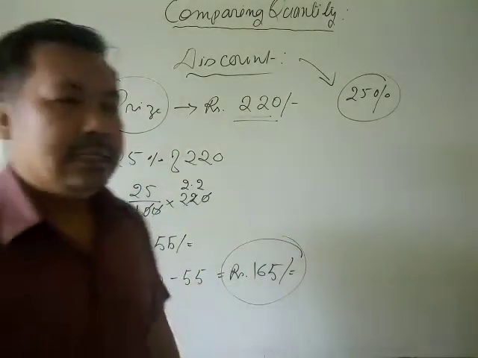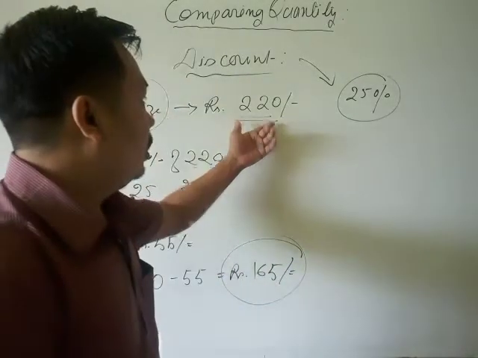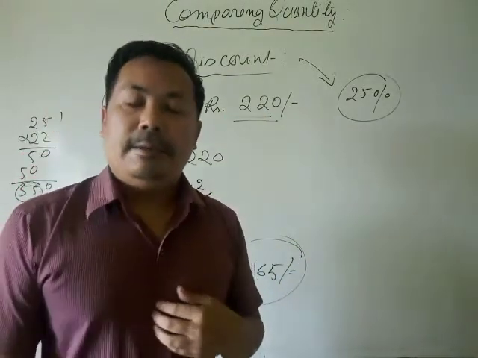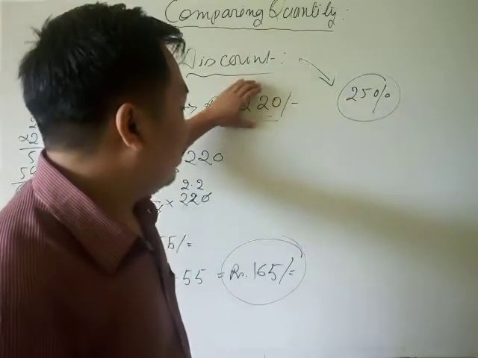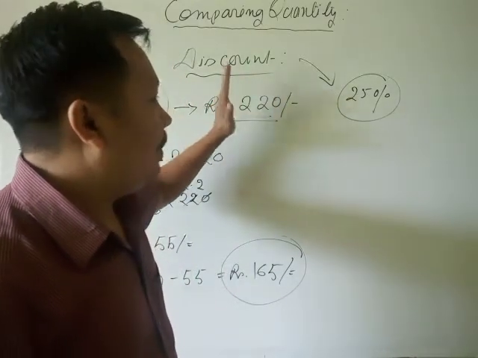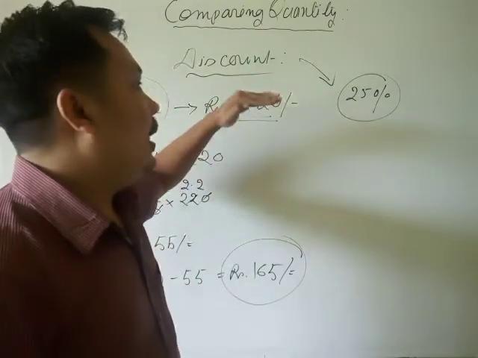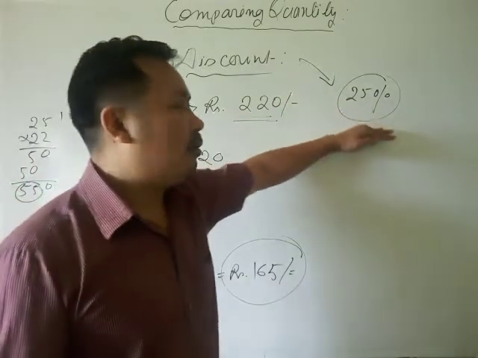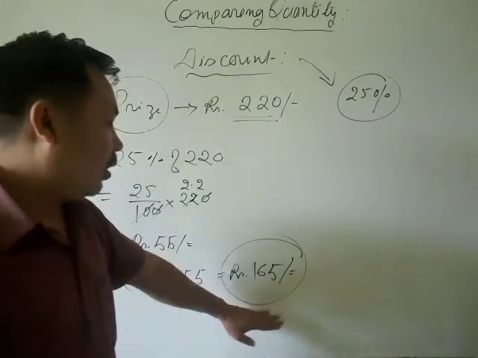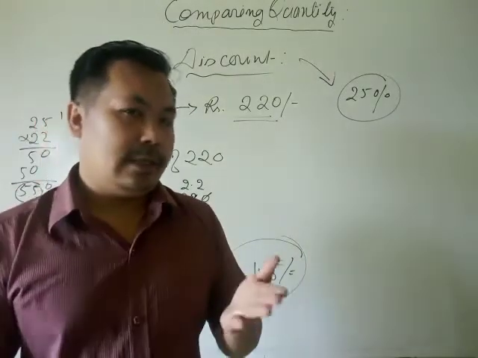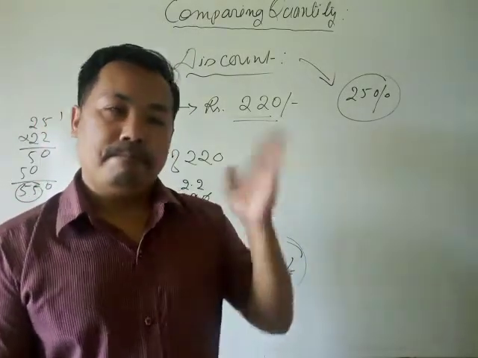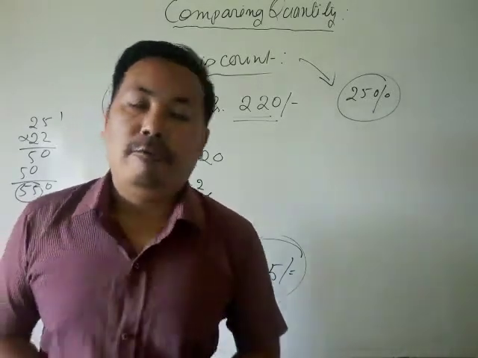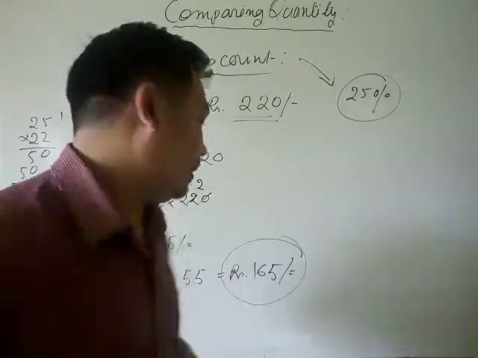Now this will be the selling price. The original price, the market price, MRP, maximum retail price, is 220. Now after the discount of 25%, you are going to give 165 rupees for that particular thing you buy from the market. This is how you find the discount. Okay, clear? Next.